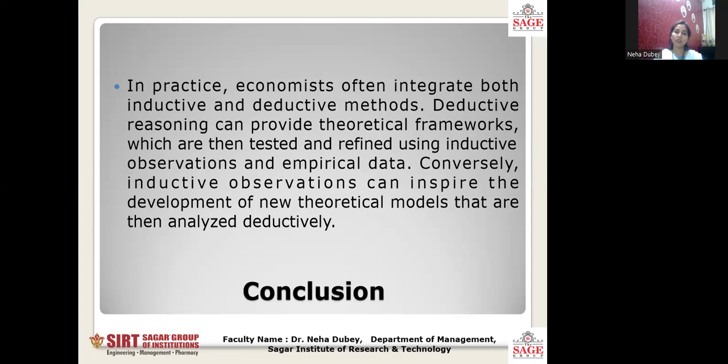Now, at last, the conclusion: in practice, economists often integrate both inductive and deductive methods. Deductive reasoning can provide the theoretical framework, which is then tested and refined using inductive observation and empirical data. Conversely, inductive observation can inspire the development of new theoretical models, which are then analyzed deductively. So you can understand the wider aspect. It is to be narrowed down, and from the specific approach, we are proving it, and making the solutions apply universally or generalized.